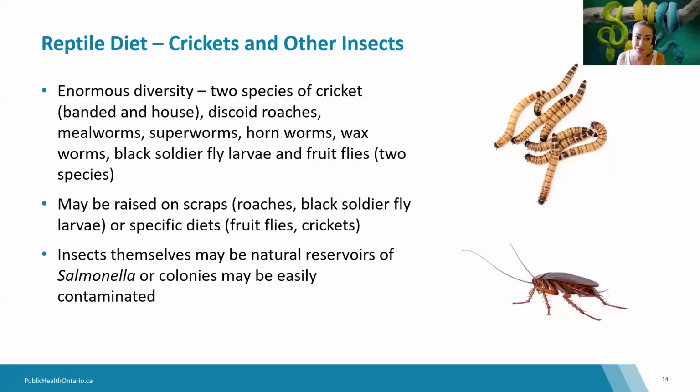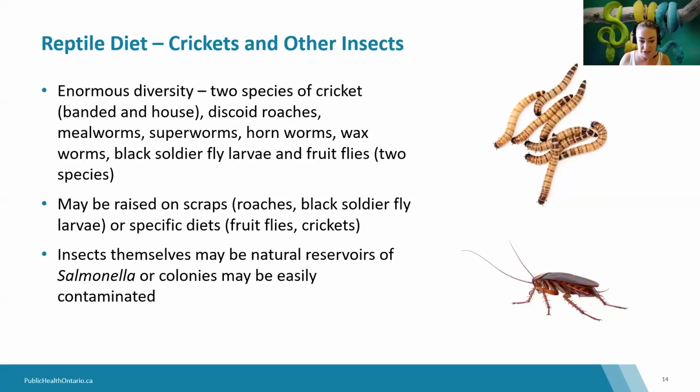And then there's two species of fruit flies, commonly raised as wingless fruit flies, Hydei, which are slightly bigger, and then melanogaster. So these might be raised on scraps like roaches and black soldier fly larvae. It can be raised on waste from your kitchen. The black soldier fly companies that are out there and raise large numbers often use things like restaurant waste, or they might have really specific diets, like crickets and fruit flies can actually be maintained on lab animal powders that are reconstituted and fed to them.